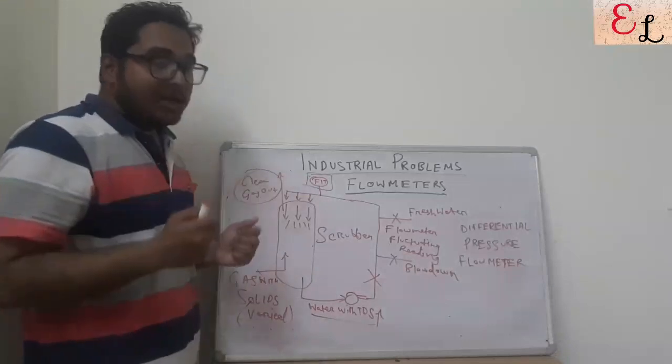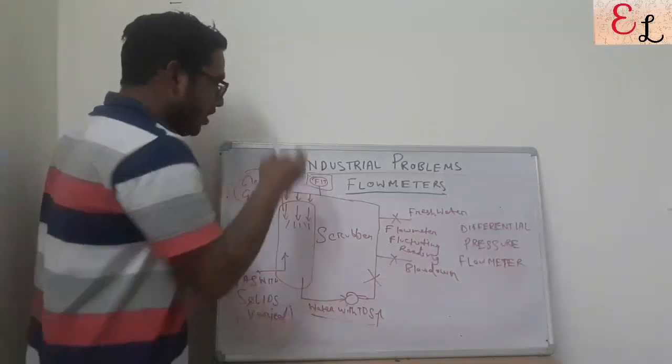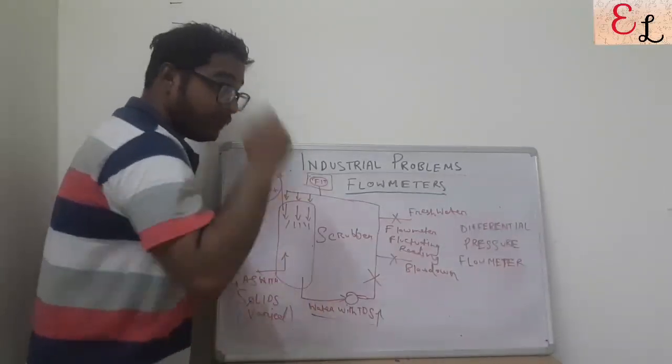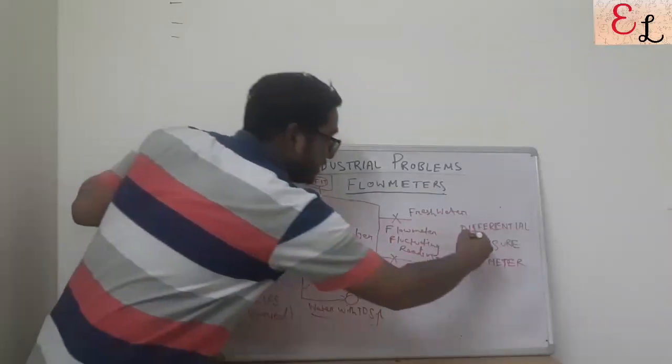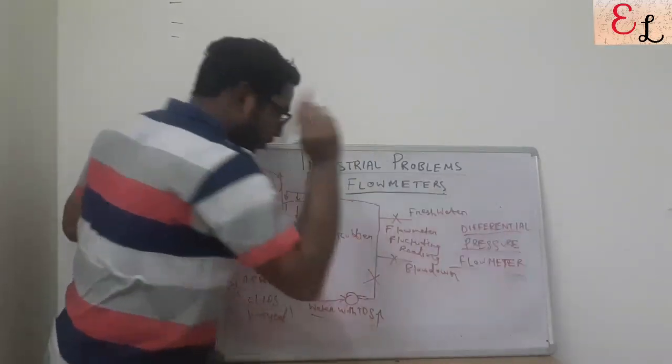Now we need to understand the measuring mechanism of a flow indicator transmitter. Here the flow indicator transmitter, the flow meter, is a differential pressure flow meter. So you need to remember this.